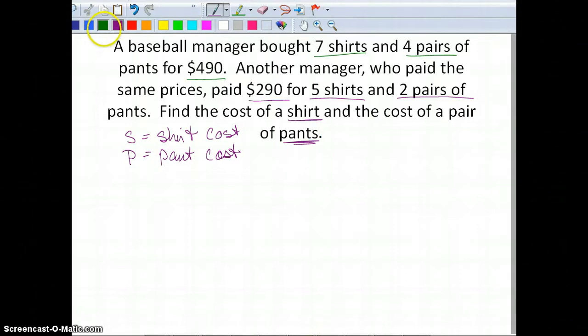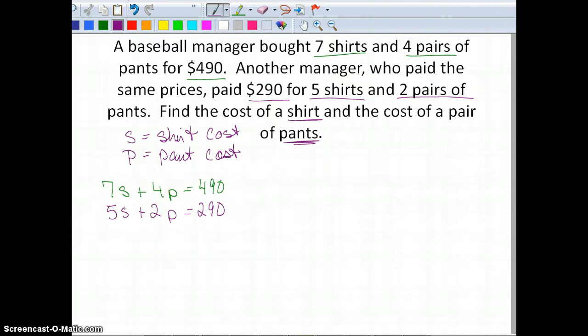So for the first equation, 7 shirts plus 4 pants is equal to $490. Now the second one, we have 5 shirts and 2 pairs of pants cost $290.